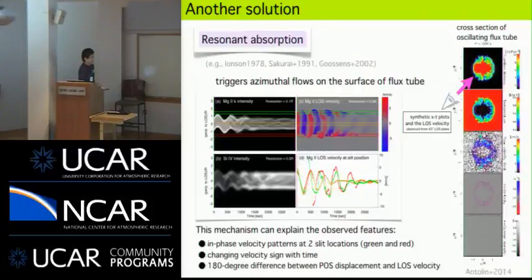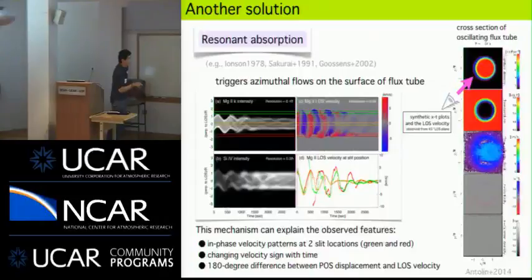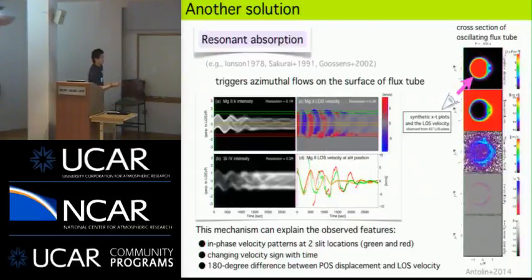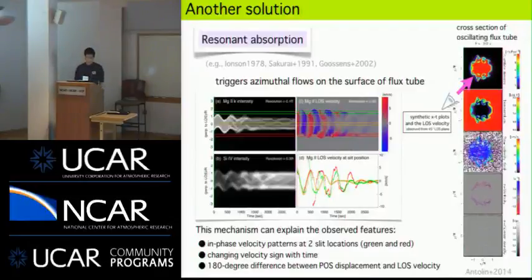One is the in-phase velocity patterns at 2 slit locations, green and red, for example. So this green and red are in phase. And also the velocity changes sign with time, you can see clearly. And also, it's hard to see, but the centroid of the flux tube is plotted as a dashed black line, this one. At first, this black line and the color lines have a 90-degree difference, but later these are anti-phase, or a 180-degree phase difference. So this one reproduces the observational facts.